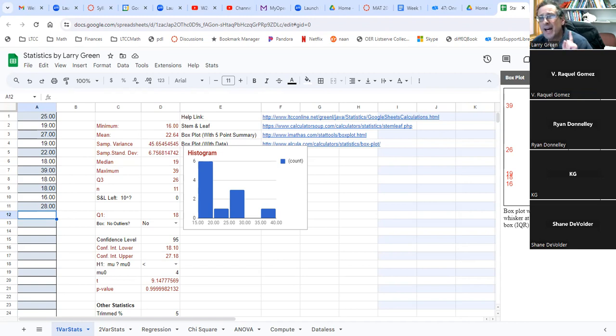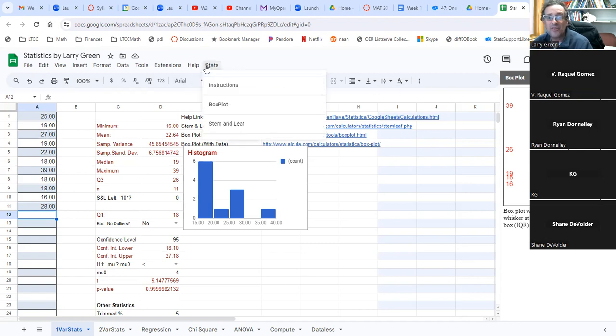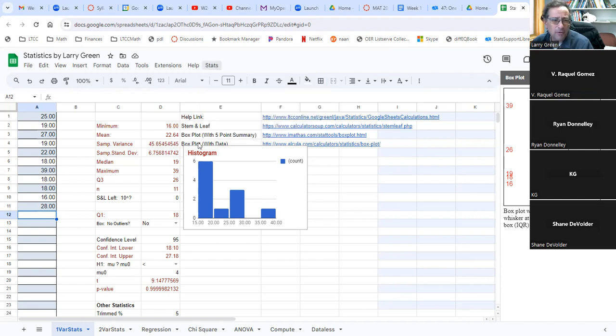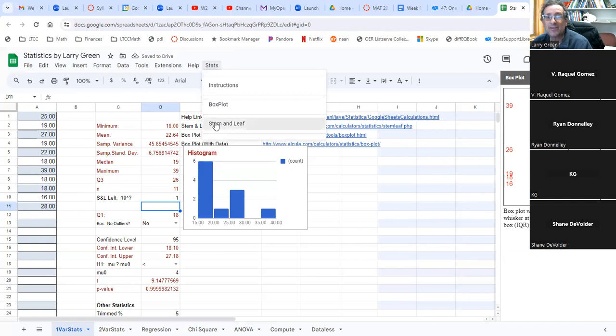Okay, let me give you another really important chart. And again, I am going to stats. And before I do that, what you have to do, see this SNL left 10 caret question mark? SNL stands for stem and leaf. 10 caret is 10 to what power? And what we're going to do, we have 2-digit numbers. So the left digit is 10 to the first power digit. So I'm going to make that a 1. Then I'm going to go to stats. And I'm going to hit stem and leaf.